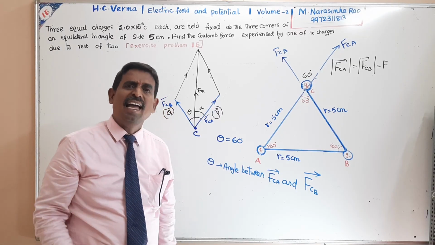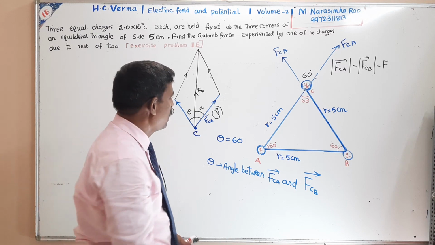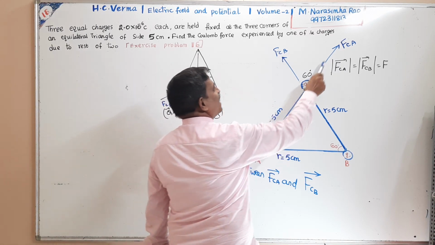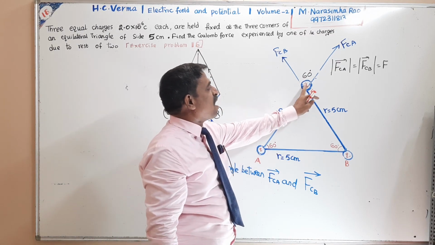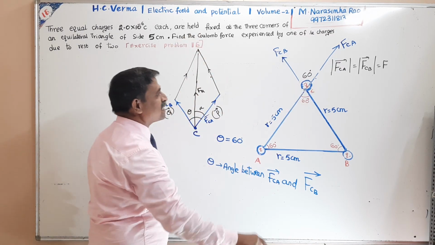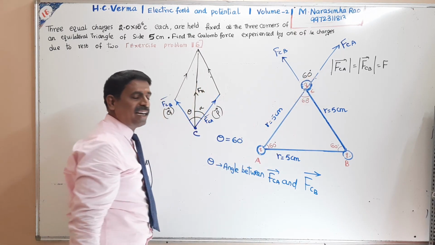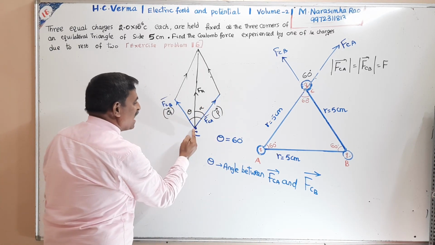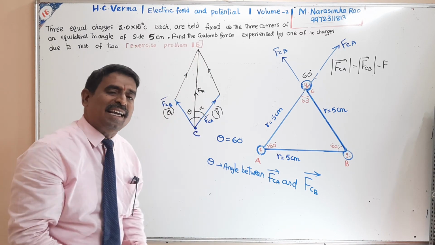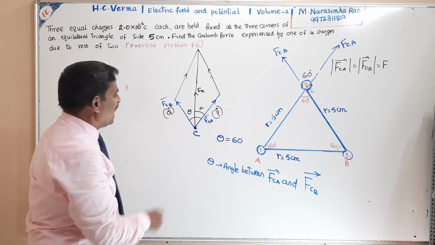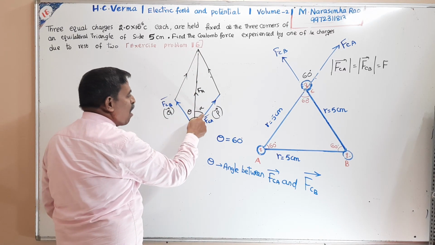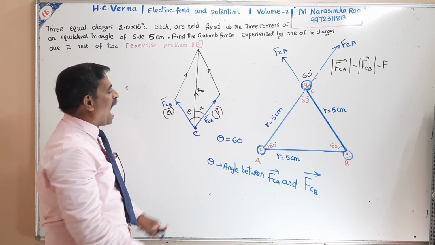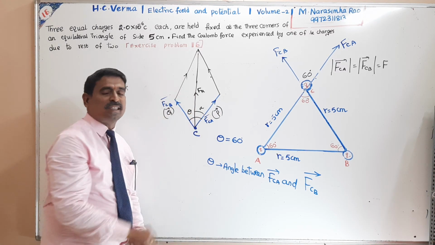I am finding the direction of the resultant force. At the point C, one force is acting in this direction, another force in this direction. This charge is experiencing two forces, and the angle between the two forces is 60 degrees. The resultant is in this direction, making an angle alpha with the first force, that is FCA.